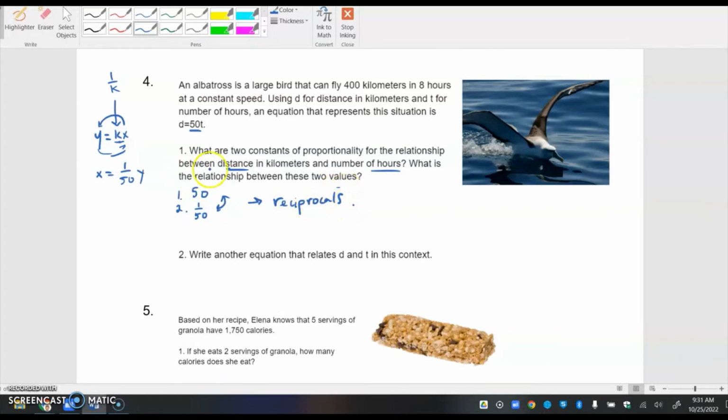Remember, anytime you rearrange your distance, or your x and your y, in this case distance and time, you have to flip your k value to its reciprocal. Okay? So write another equation that relates d and t in this context. Well, I'm just going to switch my distance and time. So I'm going to say time is equal to 1/50th times the distance. Okay, just switching that around.